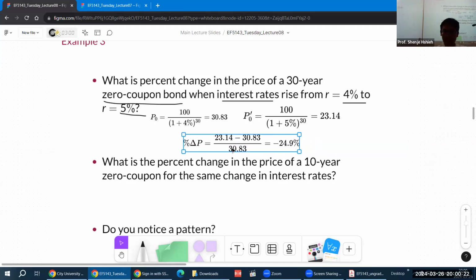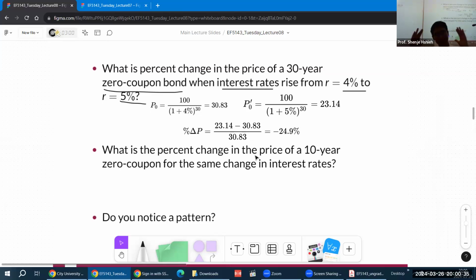So very sensitive to just a 1% change. 1% is a lot, but 24% is a lot more than 1%. All right. So we have that as our baseline, right? We have a very long maturity bond, 4 to 5%, and we find that changing the interest rate from 4% to 5% decreases the bond price by around 25%. Now, as a comparison, let's look at the change in the 10-year zero coupon for the same change in interest rates. So we do that.